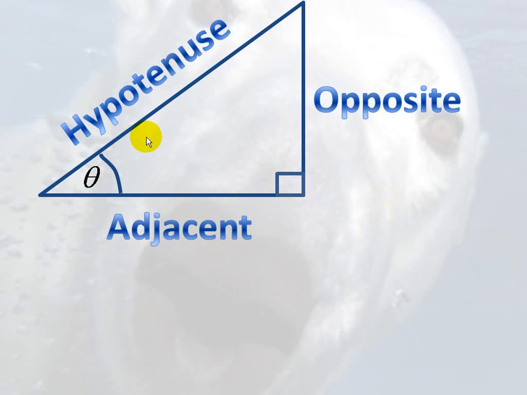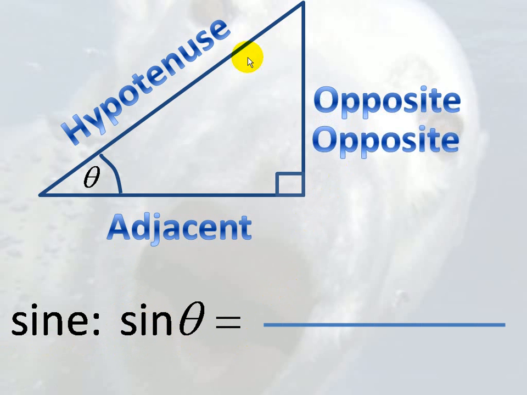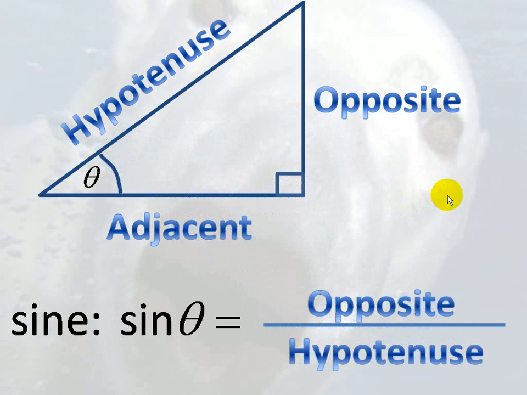Now, having named these sides, we're ready to define the trig functions. I'll start off by talking about sine, spelled S-I-N-E, and abbreviated S-I-N. So we have here sine of theta. Now, what this means is, when we see sine of theta, that just means the ratio of the opposite side to the hypotenuse. That's all that means. So the sine of theta is equal to the length of the opposite side over the length of the hypotenuse.